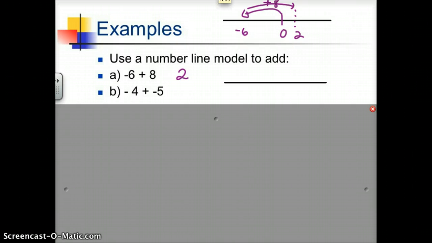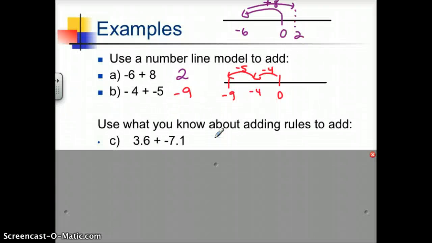If I look at this, I always start at 0. So to get to negative 4, I'm going left 4. Now I have to add negative 5, so when I add negative 5, I'm going even deeper into the negatives. Negative 5 more, so you have to think, where am I ending up now? I went 4 to the left and I went 5 more to the left. I ended up at negative 9. Okay, so negative 9 is my answer to negative 4 plus negative 5.